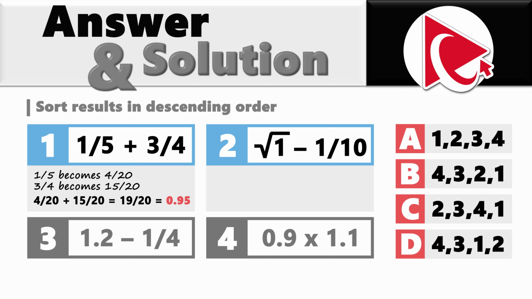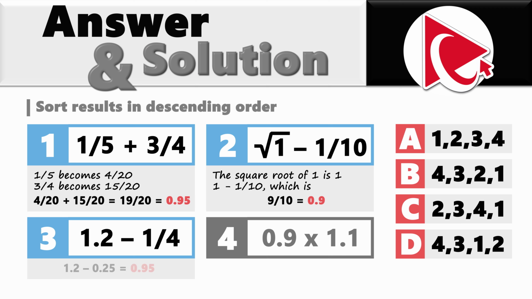In the second expression, square root of 1 is 1. 1 minus 1/10 equals 9/10 and equals 0.9. A third expression can be calculated as 1.2 minus 0.25, and the end result of this would be 0.95. The result of multiplication in the fourth expression equals 0.99.